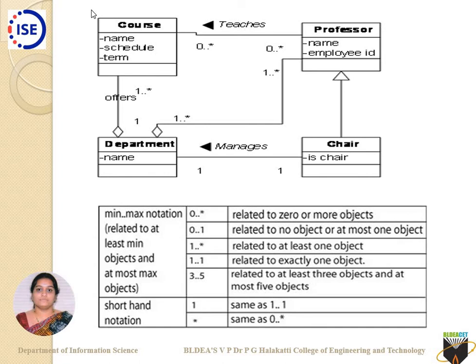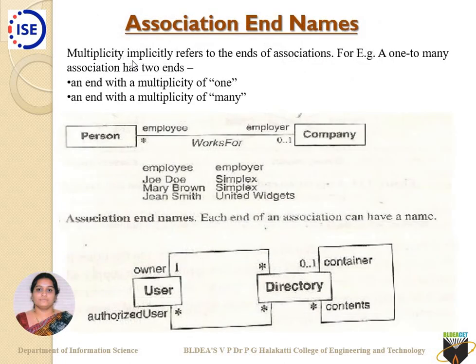Similarly on this side also, professor and course, 0..asterisk and 0..asterisk. So either 0 or else multiple professors can be connected to courses, or courses to professors. Similarly course offers department, 1..asterisk and 1. Department is 1, whereas I can have multiple courses there. So this is with respect to your associations there.